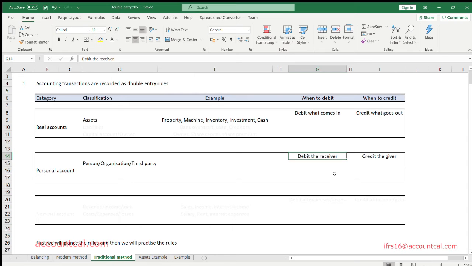So suppose he gives us 1,000 cash. Suppose the party name is A. A gives us 1,000 cash. So he is a giver, so we will credit A. In the same way, if we pay 1,000, or let's say 2,000 cash to him, he is a receiver. So we will debit A by 2,000. I'll explain this more in the next example.